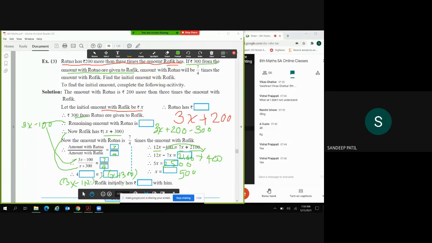So रफीक के पास इनिशियली कितनी अमाउंट थी? 500, राइट? फिर रत्ना के पास कितनी अमाउंट थी? कैन यू राइट इन द चैट बॉक्स? रफीक के पास 500 थे, तो रत्ना के पास इनिशियल अमाउंट कितनी थी? सो मैं आपको हिंट दूंगा कि you have to use this equation to find out Ratna's amount.